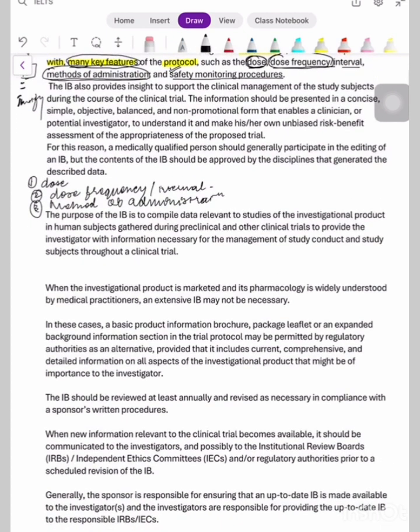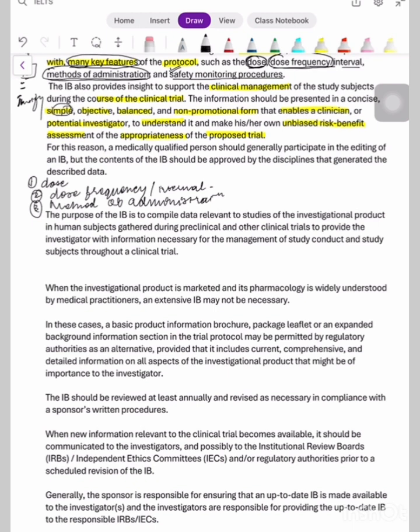So the IB also provides insights to support the clinical management of the study subjects during the course of the clinical trial. The information should be presented in a concise, simple, objective, balanced, and non-promotional form that enables a clinician or a potential investigator to understand it and make his or her own unbiased risk-benefit assessment of the appropriateness of the proposed trial. So imagine that you have given this IB to an investigator, or a clinician, and he's not able to make out what actually you demand of them or what is actually required out of the clinical trial. So your language should be simple.